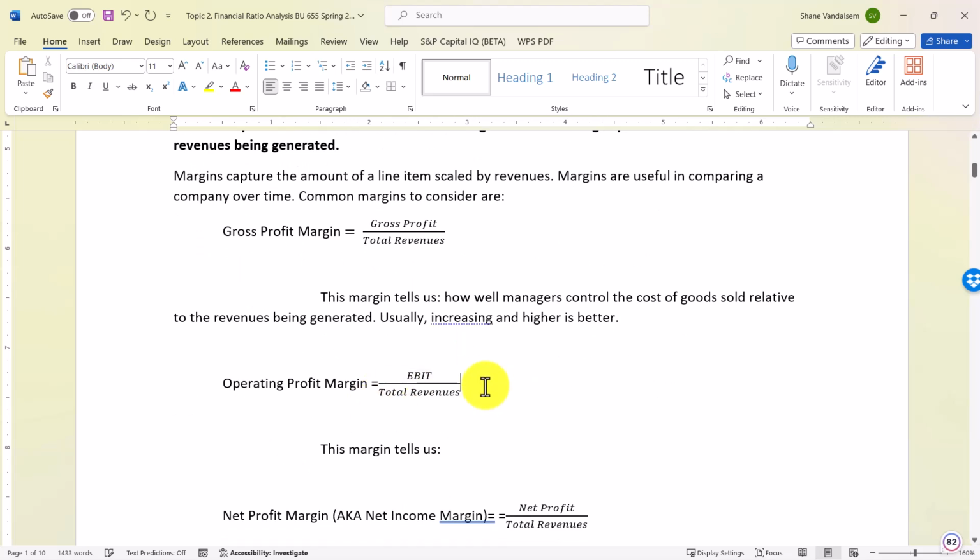The operating profit margin is equal to EBIT divided by total revenues. And like the previous one, what this is telling us is how well managers control operating costs relative to the revenues being generated.